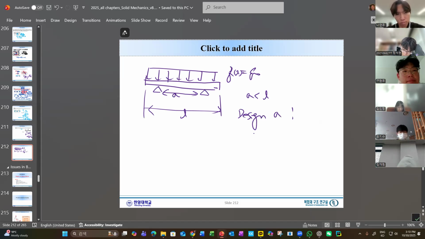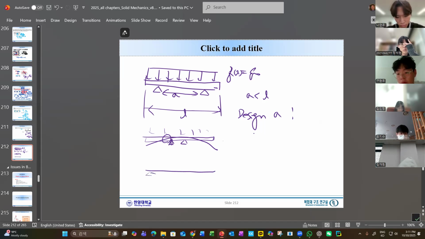If A is too small, for example, you can imagine that A is very small here, like this, then this load will deflect like this, and you have a lot of moment here, and then the stress will increase. If A is very large, like this, then the beam deflects like this, and the moment will be a maximum here. So this moment will be large, and this moment will also be large.